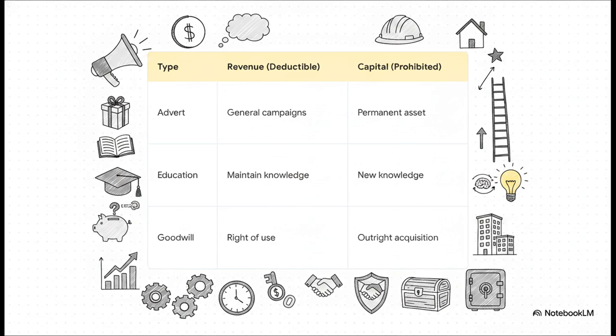Next up, education. If you're simply maintaining existing knowledge, like attending SAICA CPD courses, that's deductible. But the second you improve or acquire brand new knowledge, you're creating an enduring benefit, which makes it capital. Finally, goodwill. Outright acquiring goodwill is capital. However, if your actual business model is the profitable resale of businesses, then that cost is deductible against the proceeds. Plus, annual payments for the mere use of goodwill that reverts back to the owner act like rent, so it's revenue in nature and deductible.